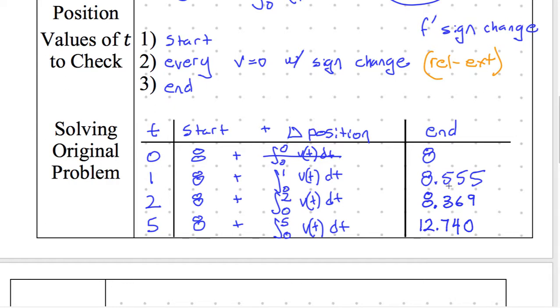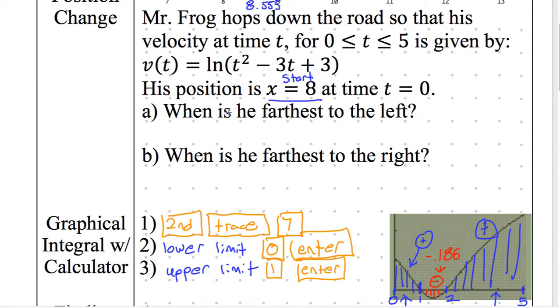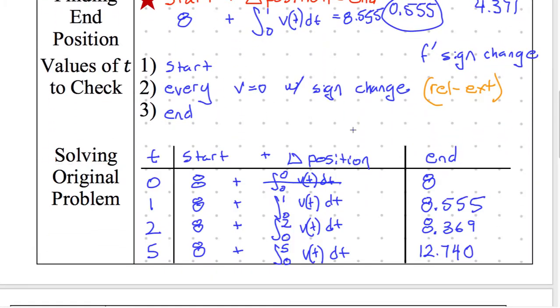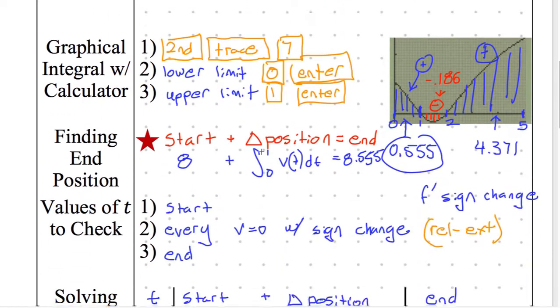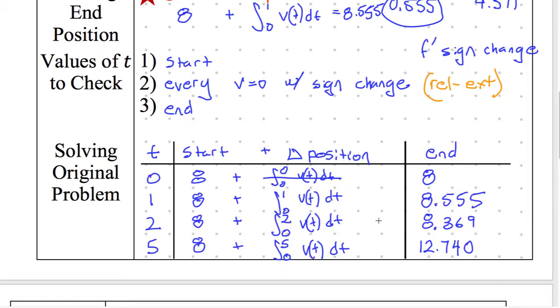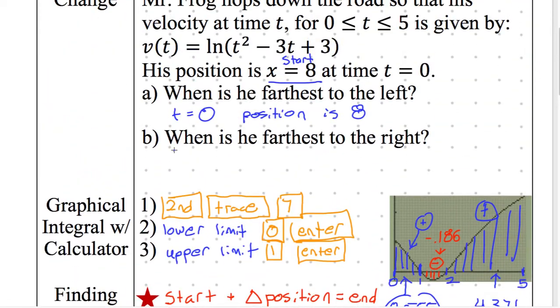Our questions were, when is he farthest to the left? Look at your table. Which of these is farthest to the left? Time equals 0. So our answer here is time equals 0, and then the position is 8. When is he farthest to the right? At what time is he farthest to the right? T equals 5.